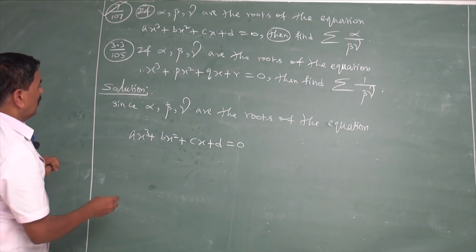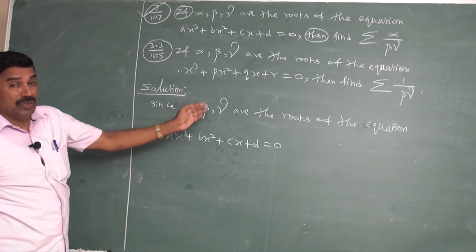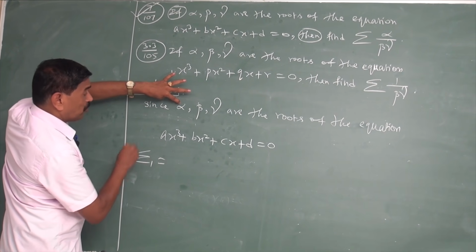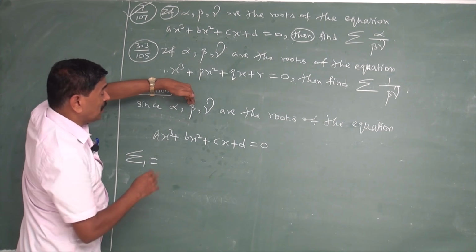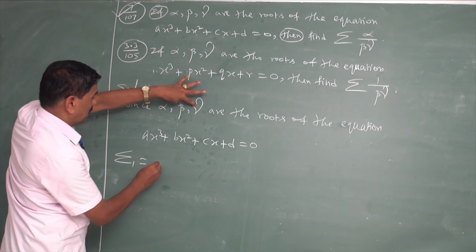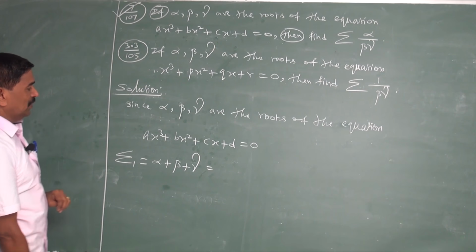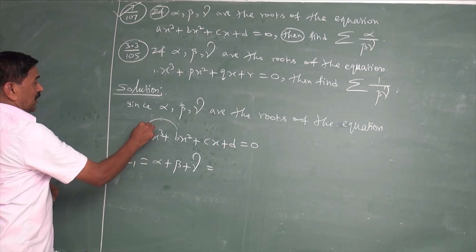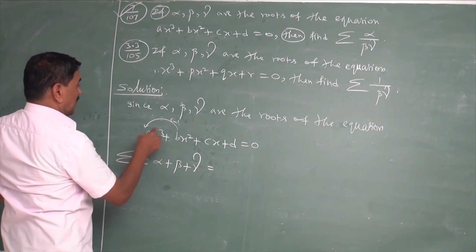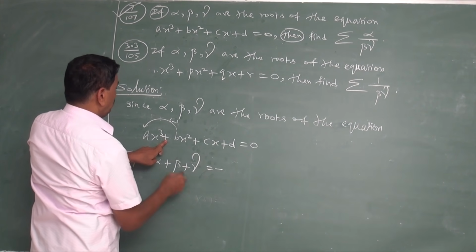Now there are three roots, so we want to find sigma 1, sigma 2, sigma 3. First, sigma 1. Sigma 1 means the sum of all the roots taken one at a time, which means sigma 1 equals alpha plus beta plus gamma, which is equal to minus b by a. For the first one, minus b by a. Here remember, minus into plus, minus b by a.